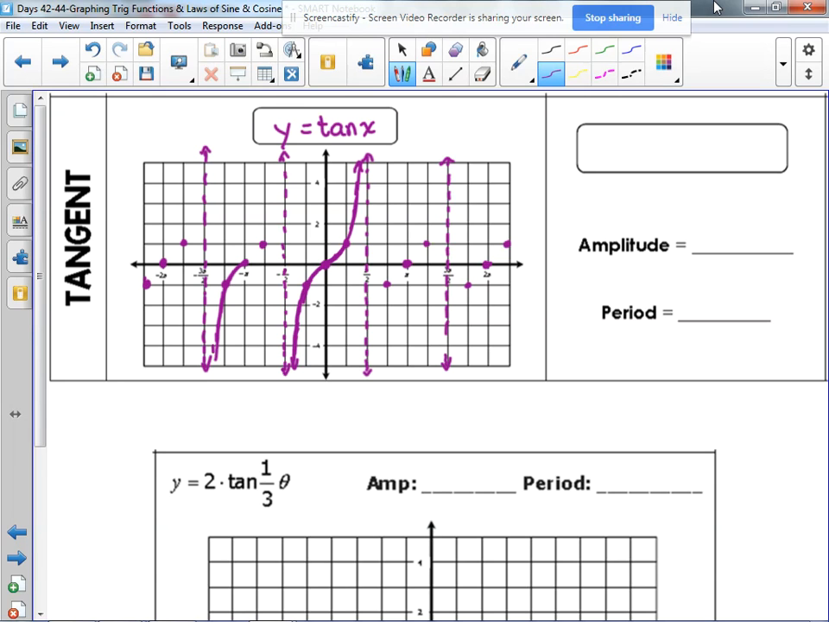And fill in your graphs. Try not to connect those with straight lines. Make them curved as much as possible. No, it's a little hard on the scale that we've got, but it is supposed to be curved there.